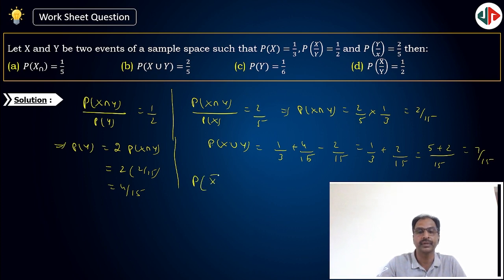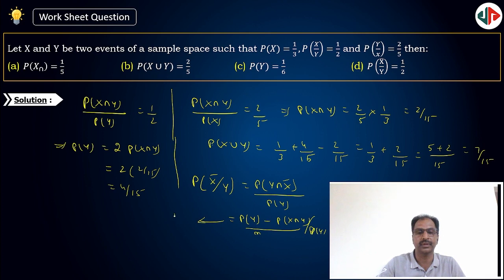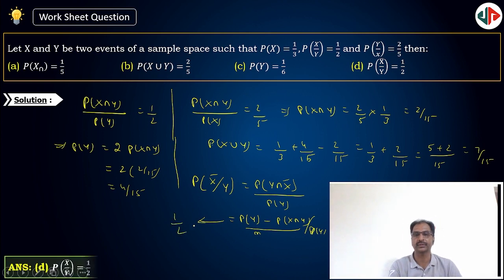That is P of X bar by Y. It's not Y bar. So this is nothing but Y intersection X bar by P of Y. What is the formula for P of Y intersection X bar? P of Y minus P of X intersection Y, by P of Y. Now if you substitute all the values, you will get answer as 1 by 2. Option D is correct.